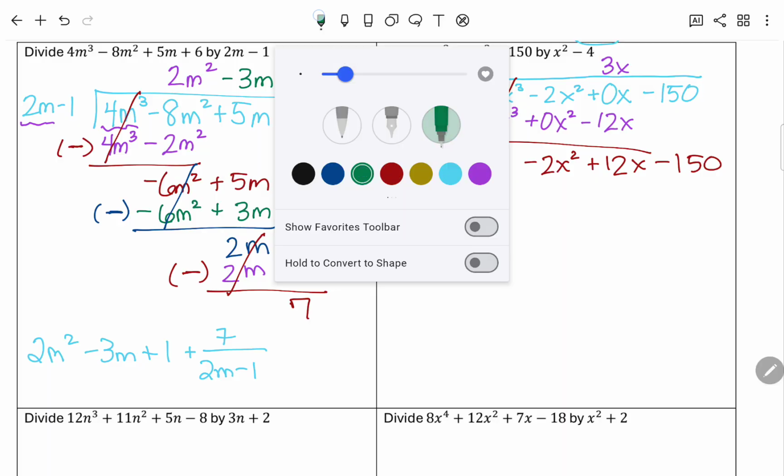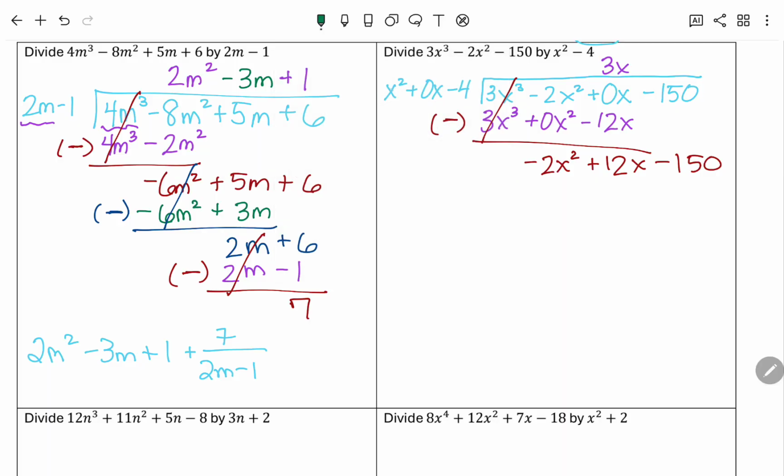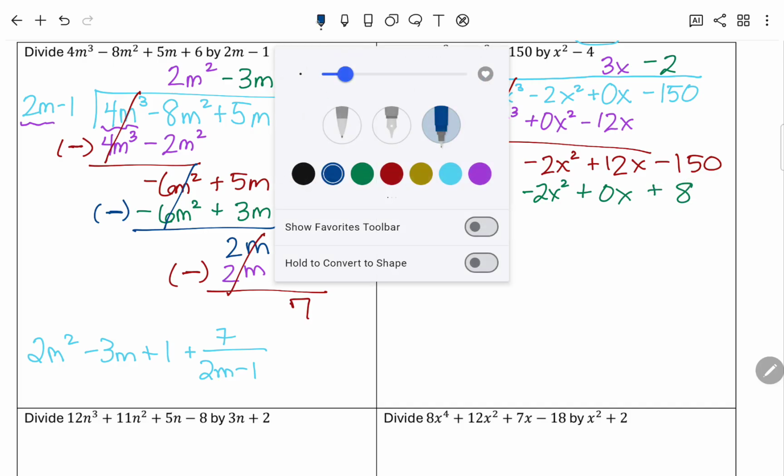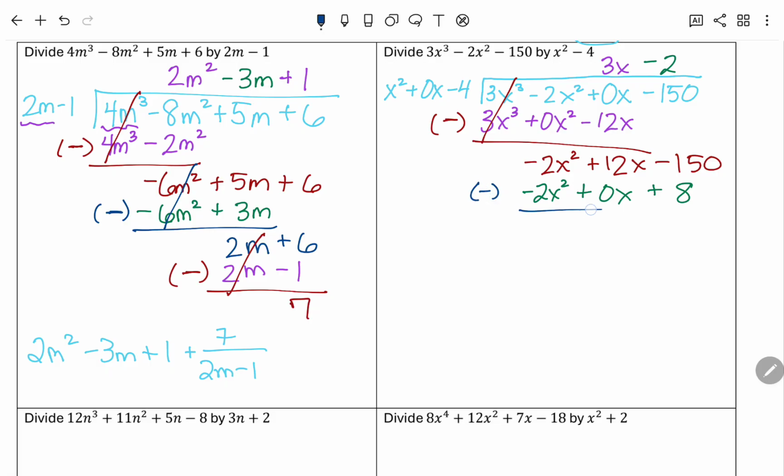All right, next, x squared times what gives me negative 2x squared? Negative 2. Negative 2 times x squared is negative 2x squared. Negative 2 times 0x is 0x. Negative 2 times negative 4 is a positive 8. Now we're ready to subtract. Negative 2 minus a negative 2, 12 minus 0, negative 50 minus 8.